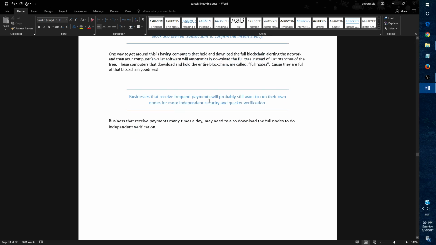Businesses that receive frequent payments will probably still want to run their own nodes for more independent security and quicker verification. So businesses that receive payments many times a day may also download the full blockchain to do independent verification.